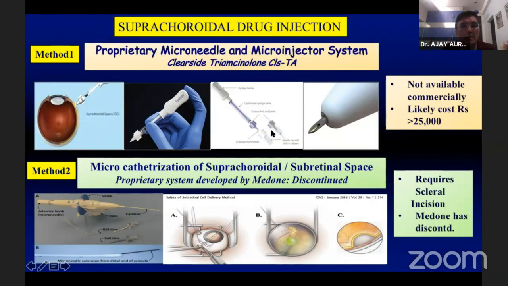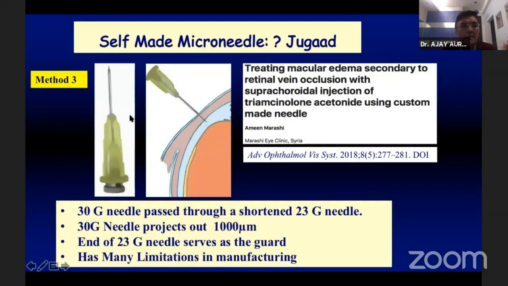Now, a proprietary microneedle system came out with the Clearside group. You must have heard a lot of studies. Another system was developed by Med1, but it has been discontinued because it's no longer available. It requires a clear incision, and they have discontinued it. The Clearside system is not commercially available, and we have this jugaad which has been created.